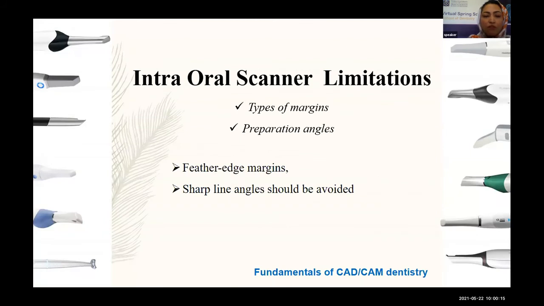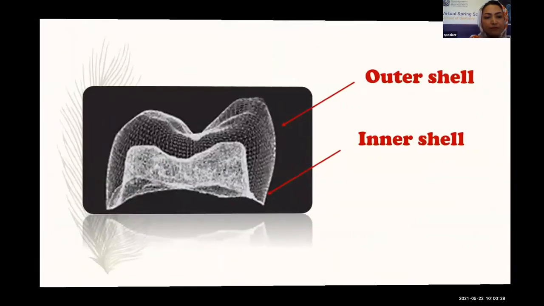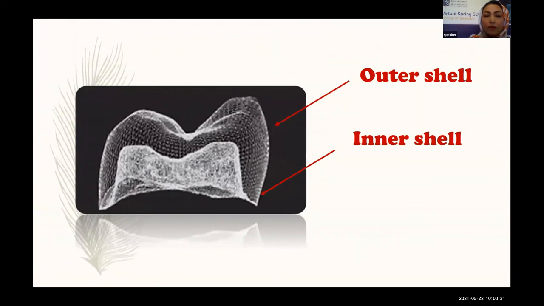When we apply the digital workflow, we encounter some limitations. There exists some difficulty in recording margins which are not distinct enough, for example, feather edge finish lines, and also sharp angles. Furthermore, there exist some limitations about the milling instruments. So before talking about the guidelines, let's become familiar with them.